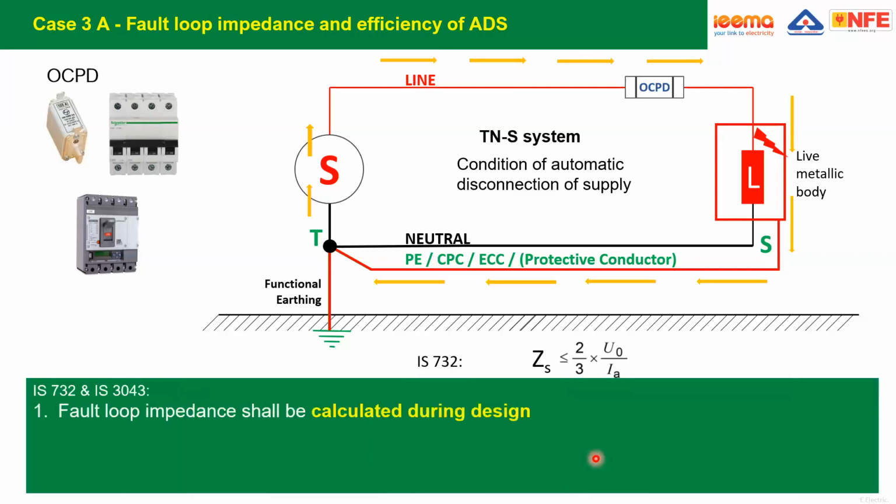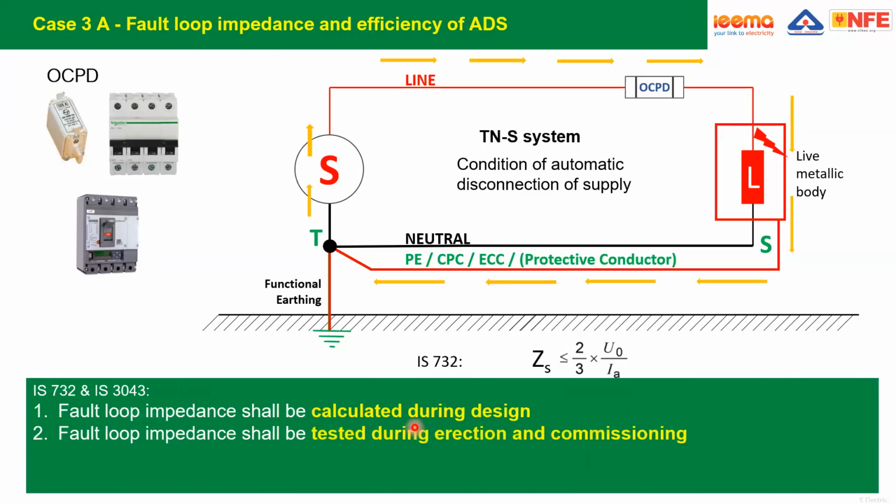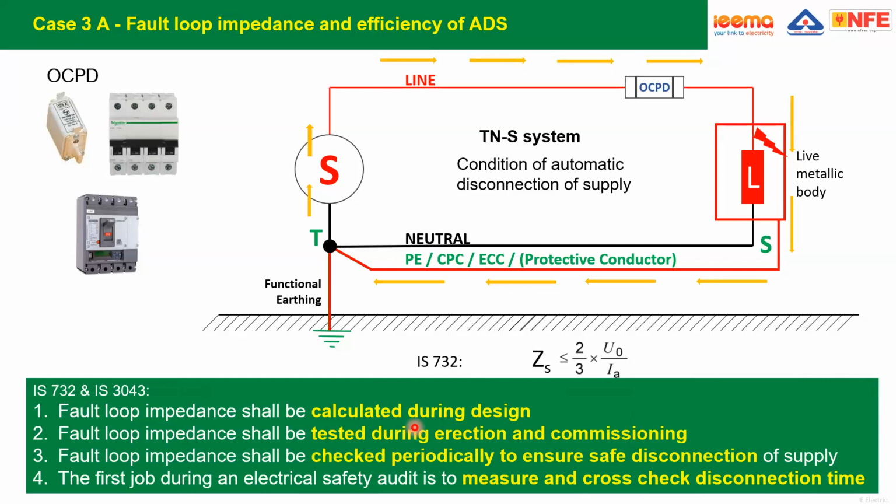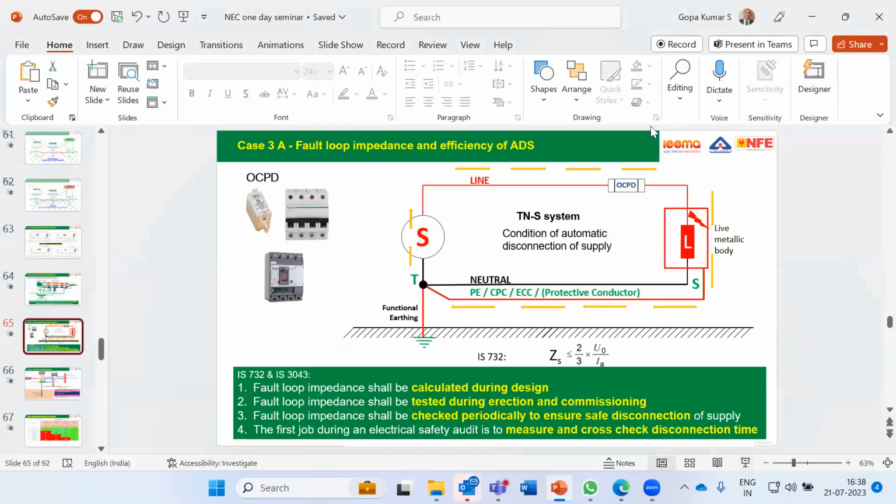Now it is also written, fault loop impedance shall be calculated during design. It shall be tested during selection and erection. It has to be checked periodically to ensure safety, and the first job of an electrical safety audit is to make this measurement. So with this, probably we can go to one more round of question answer if you have.